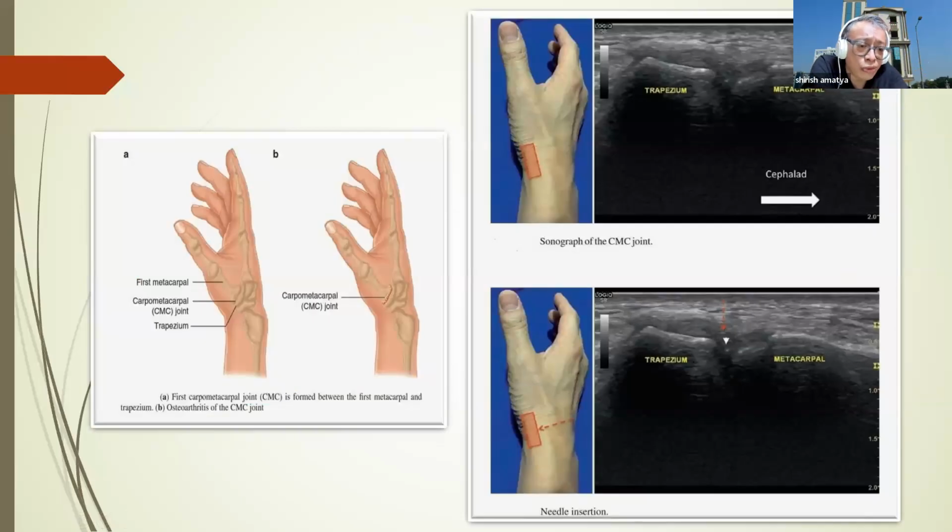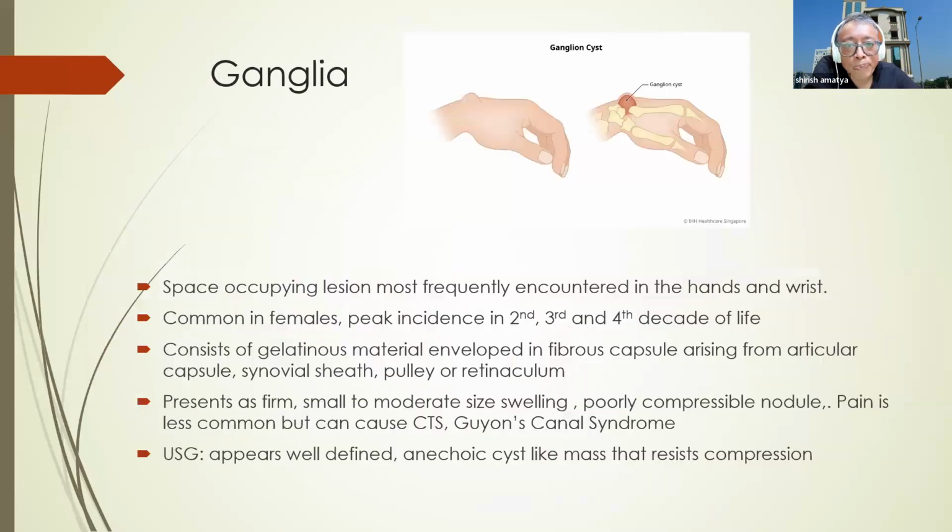In the long axis view, injection is very difficult because angulation of the needle will be very hard. So normally we prefer the short axis view, out of plane injection, in the carpometacarpal joint.